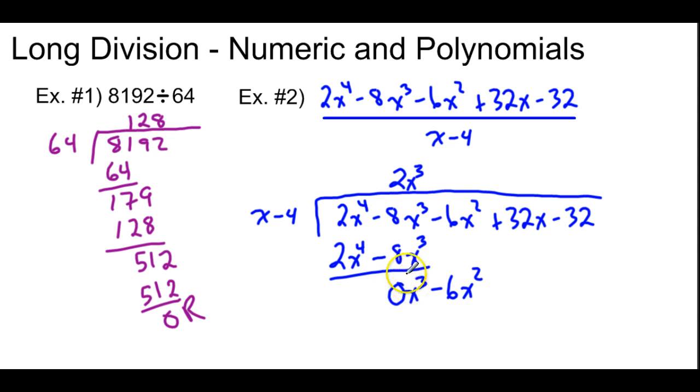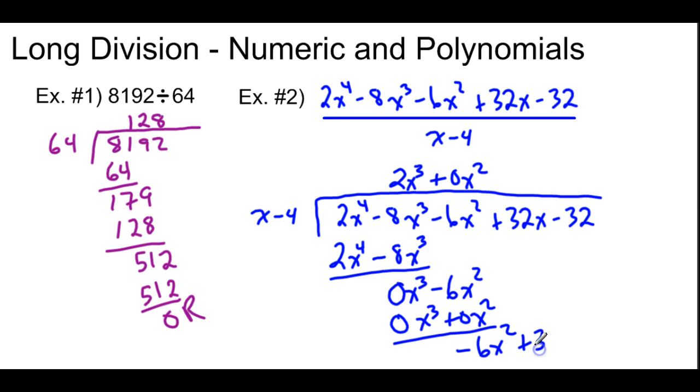Okay, so I chose this example for a reason. If you have the 0x cubed, you still need to deal with it. We can't skip over it. So we're interested in knowing how many times does x divide into 0x cubed? Well, 0x squared times. Multiply these through. 0x cubed, 0x squared. And when we subtract negative 6x squared minus 0, we get negative 6x squared.